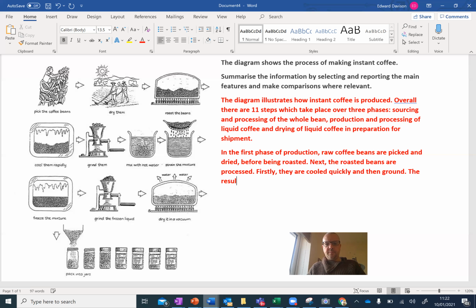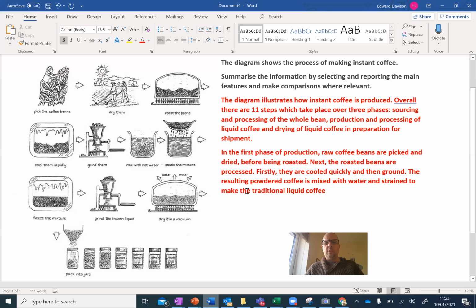The resulting powdered coffee is mixed with water and strained to make the traditional liquid coffee consumed. To make traditional liquid coffee.